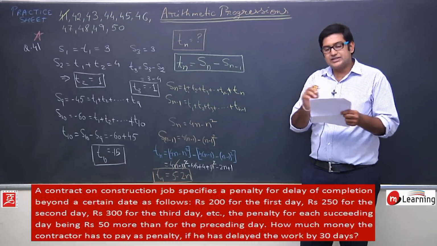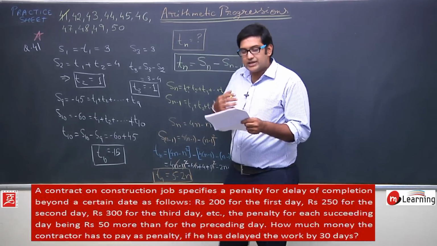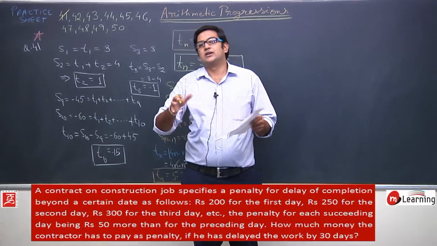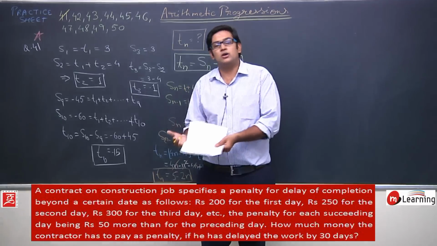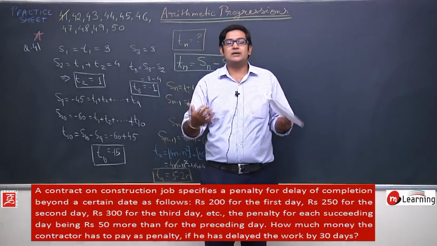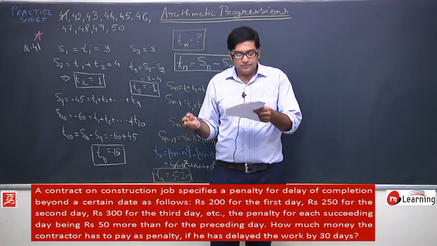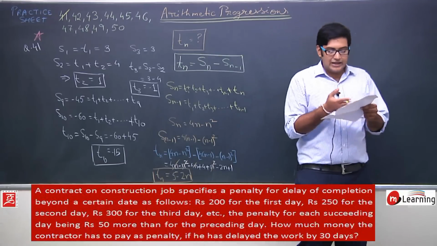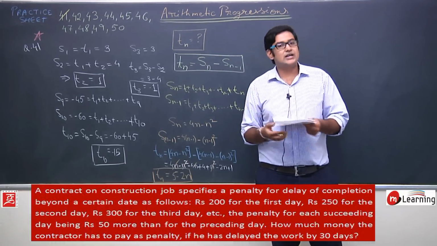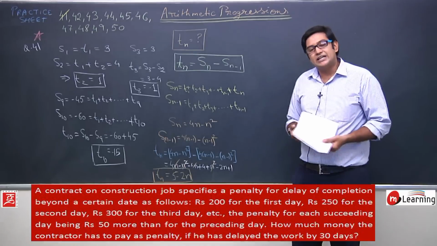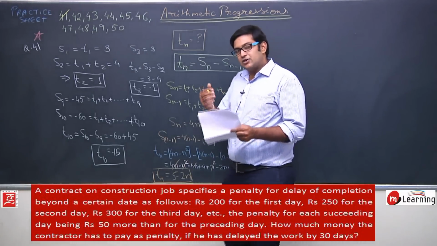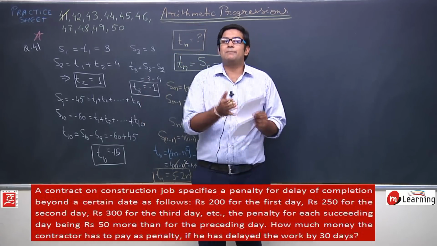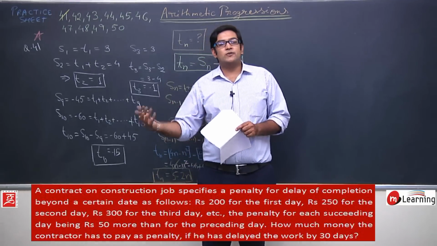Just try to read this question once more and grasp what it wants to say. It says a contract on a construction job, because when you do some job, you will have a contract between the employee and the employer. That job specifies a penalty for delay of completion beyond a certain date. The contractor takes the work, and the contract says that within a specified limit of time you need to complete the work. If you do not complete it, you will have to face some penalty.